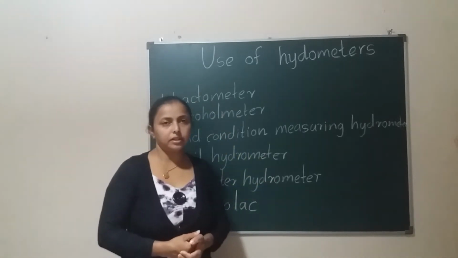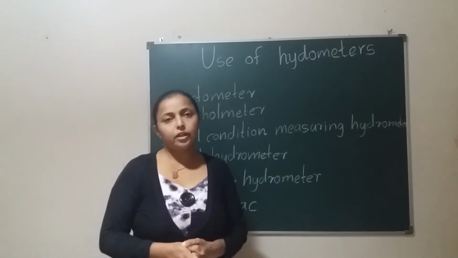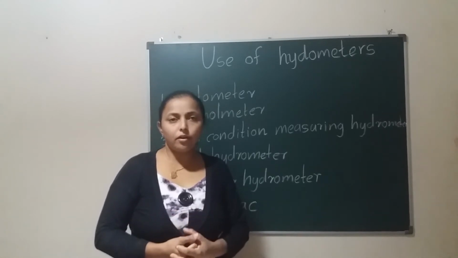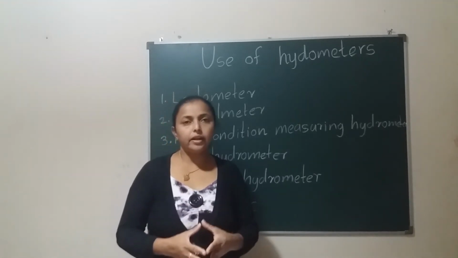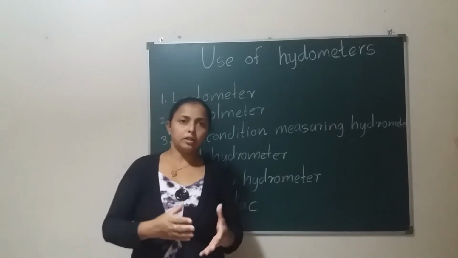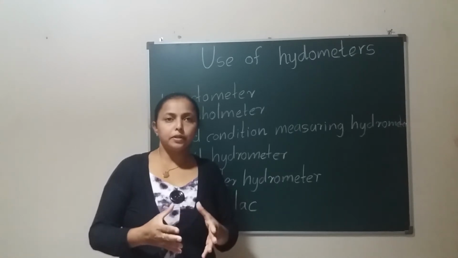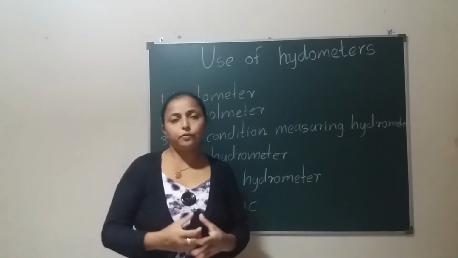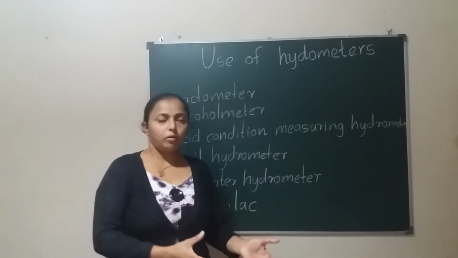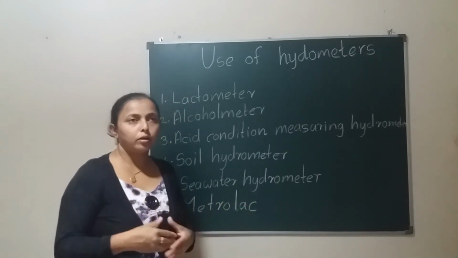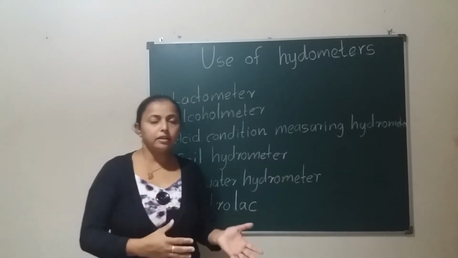Lactometer. It measures the density of milk. You know, the density of milk is slightly higher than water. Milk contains approximately 90% water, and the rest is lipids and proteins. Then it is higher than water.